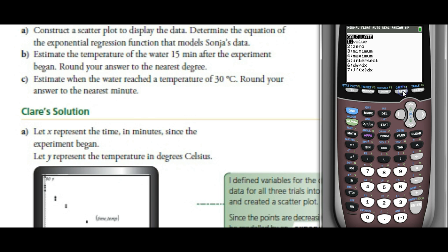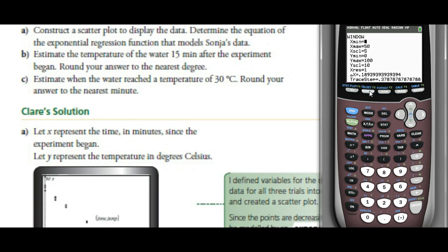So we go second, calc, intersect, and we basically just want to find what x value goes with the y value of 30. What's that called? Interpolation or extrapolation? Inter, right? Because we're in between the two data points. So 33.37 minutes, 33 minutes, 33.4 minutes, whatever the rounding is, okay?